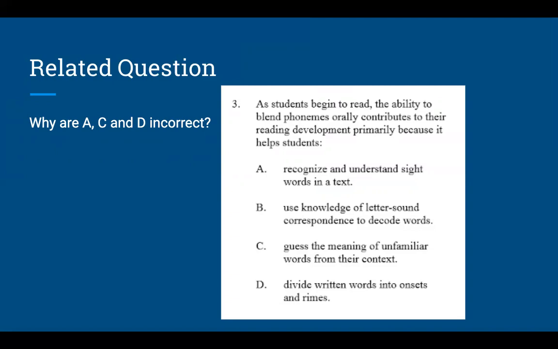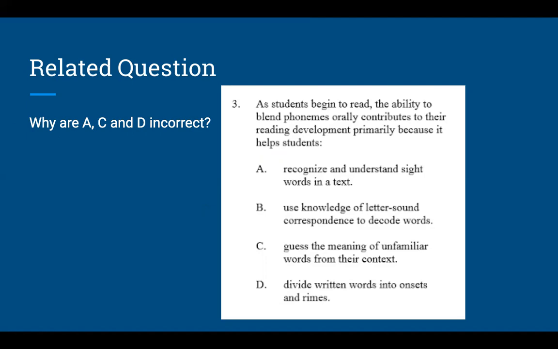So recognize and understand sight words. A sight word is a word that they have been exposed to so much that they've memorized, so they're not typically going to be blending the phonemes in that sight word. It's going to be an automatic word that they already know, so that's why we'll rule out A. We'll rule out C because guessing the meaning of an unfamiliar word is not a best practice for blending phonemes and having students practice with speech.